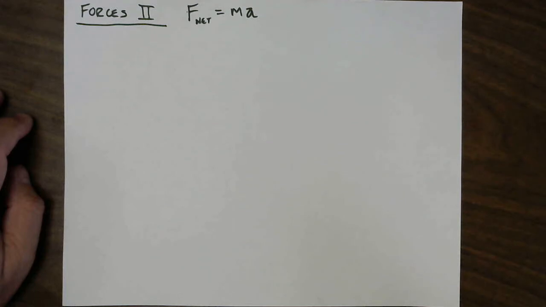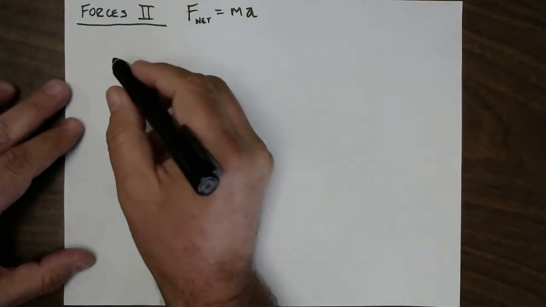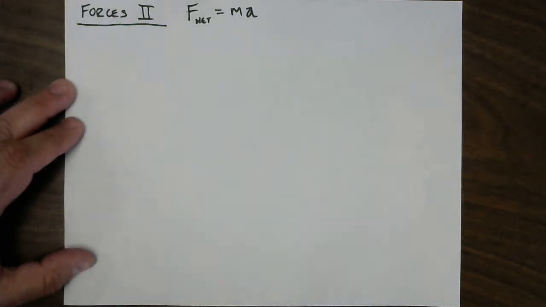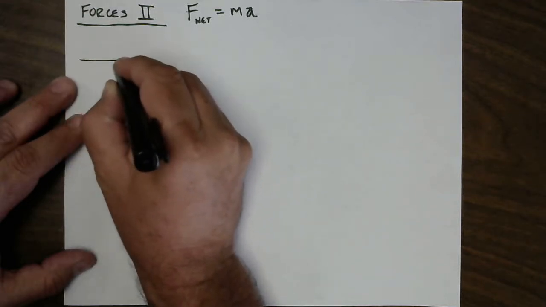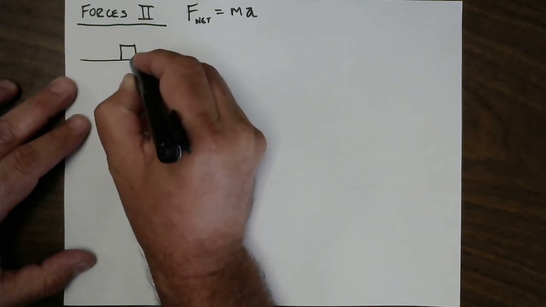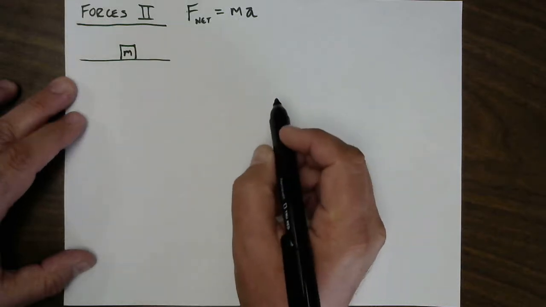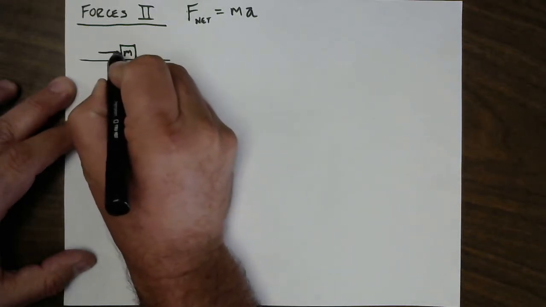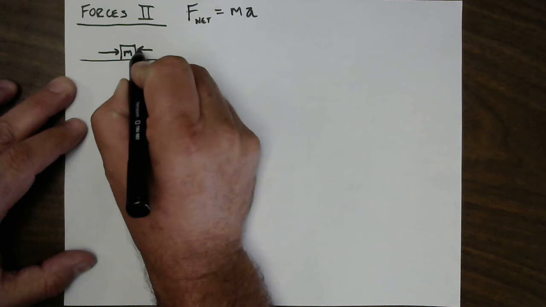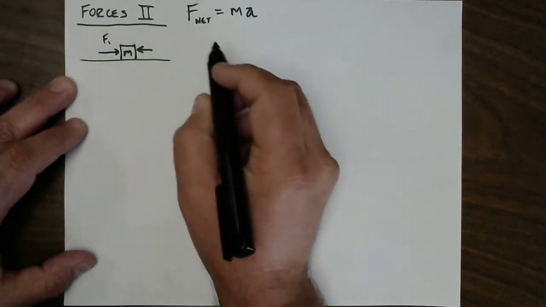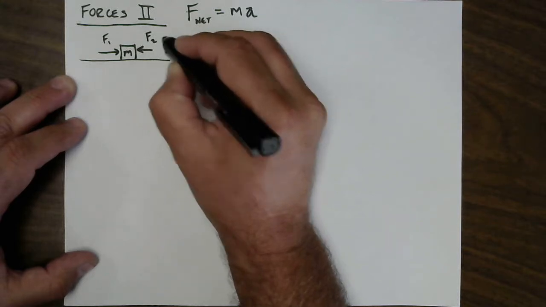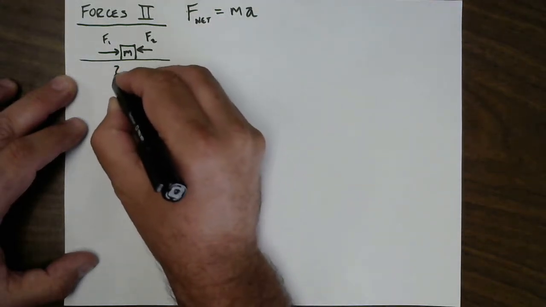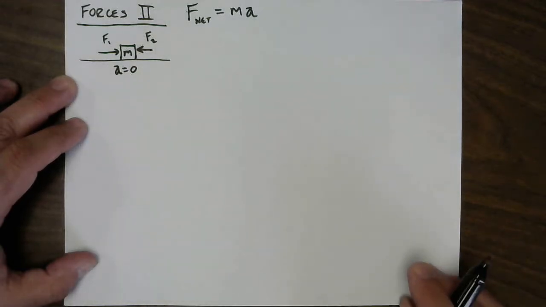Let's see. First things first. So let's draw some situations here and talk about what goes on with this. Let's presume that I have some sort of frictionless surface, and there's some sort of heavy, massive box sitting on it, and we're going to have two people pushing on either side. Person on the left pushing to the right with force F1, person on the right pushing to the left with force F2. And let's furthermore observe that there is no acceleration of this box.